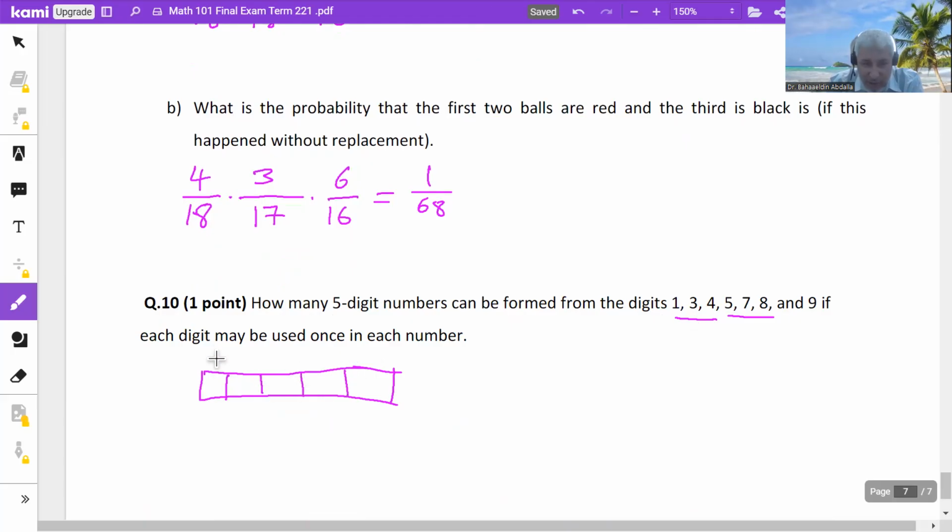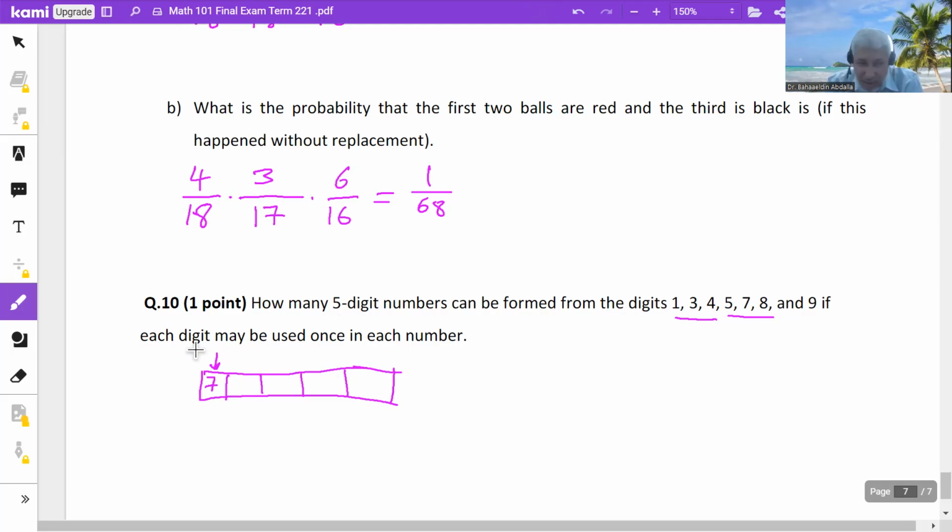Let me choose first the first digit. I need to choose 5-digit numbers, 5 numbers from these 7 numbers. Okay. So first, let me choose the first digit. In how many ways can we choose the first digit? How many numbers are there to choose from? Well, I have 7 numbers to choose from, so I can choose any of these numbers in the first digit. So I have 7 possibilities to choose from.